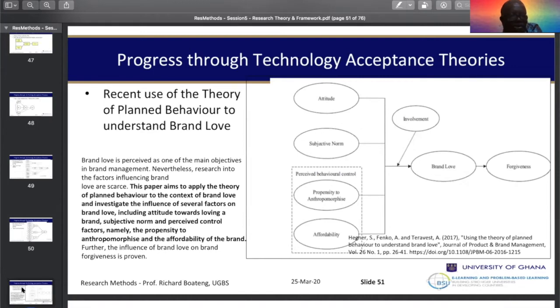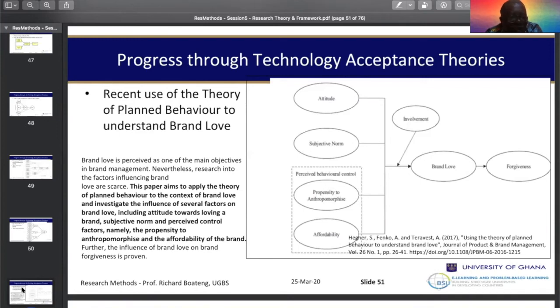Brand love. His paper was using the theory of planned behavior to understand brand love, and said brand love leads to forgiveness, where people tend to forgive a brand when they do something wrong. Now he's saying that brand love is perceived as one of the main objectives in brand management. Nevertheless, research into the factors influencing brand love is scarce.